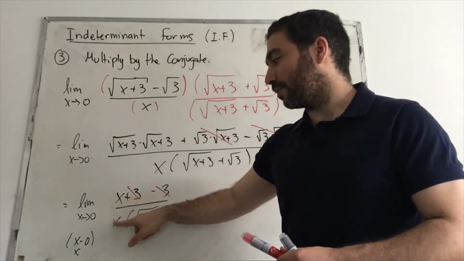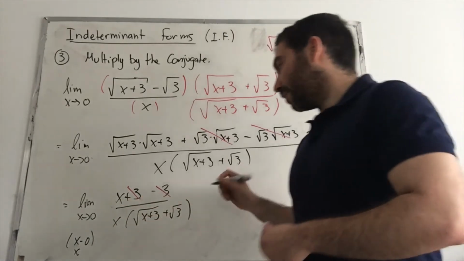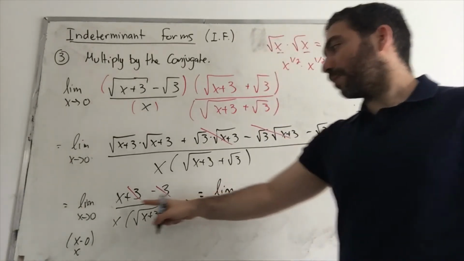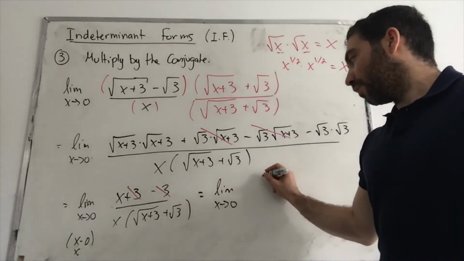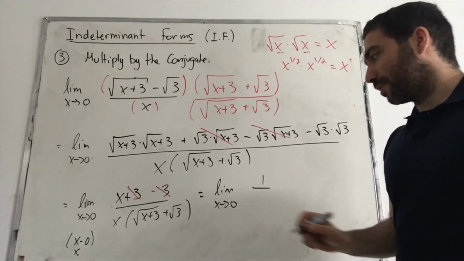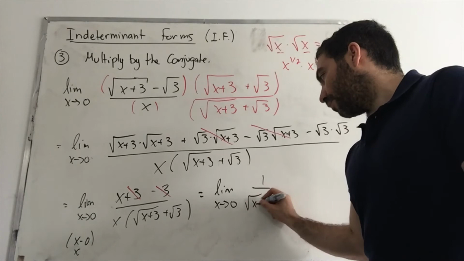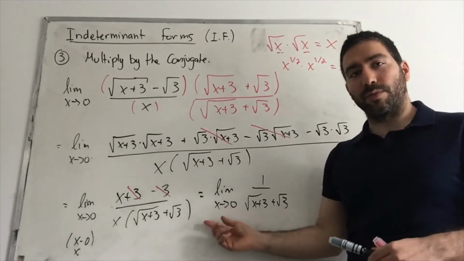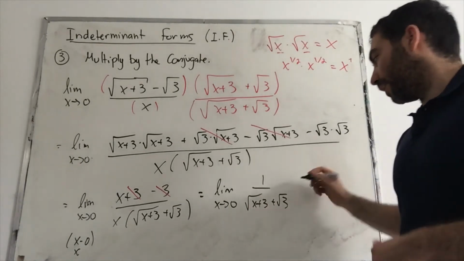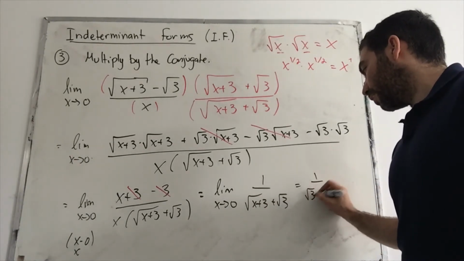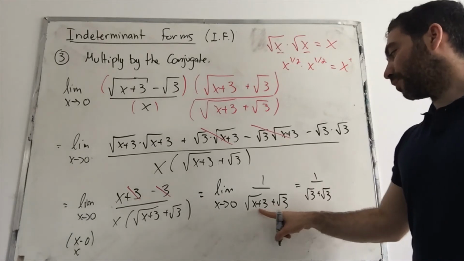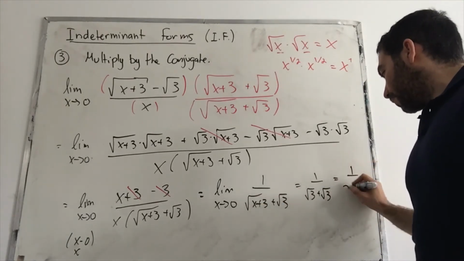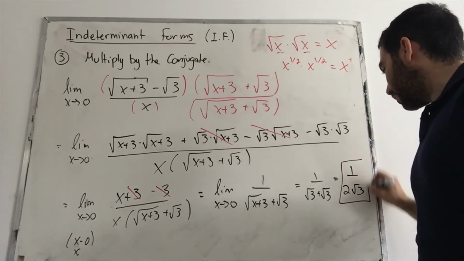This x cancels with this x, leaving us with the limit as x approaches 0. On top, since the x's cancel, we're left with 1. Don't forget that, it's not 0. And we're left with square root of x plus 3 plus root 3. Now if we evaluate the limit, we're replacing the x with 0. So we get 1 over root 3 plus root 3, because 0 plus 3 is 3 inside the root. We're left with 1 over 2 root 3, and this is the final answer.